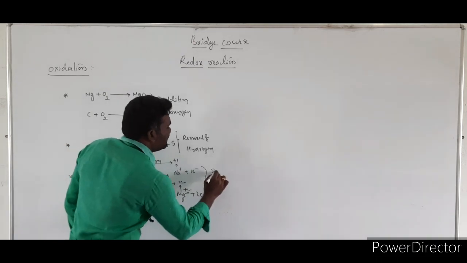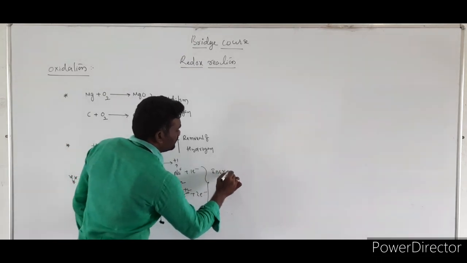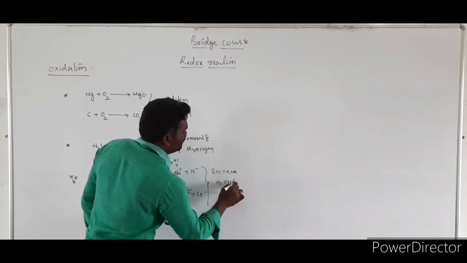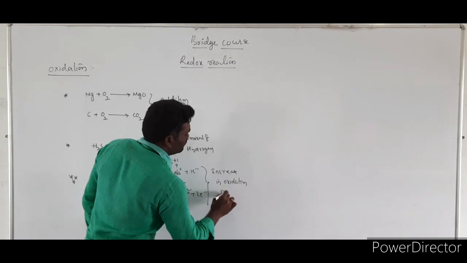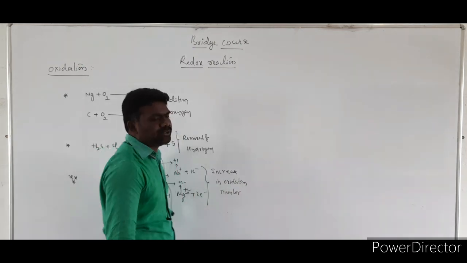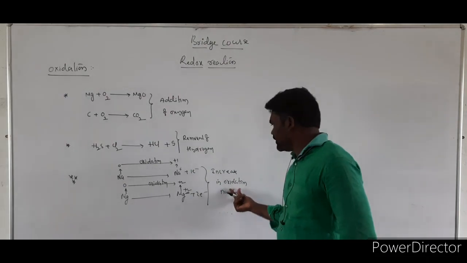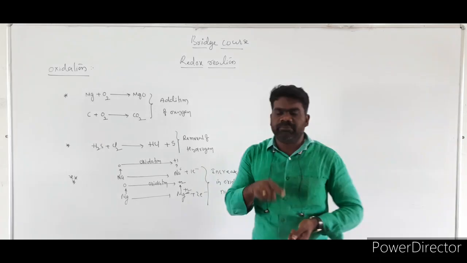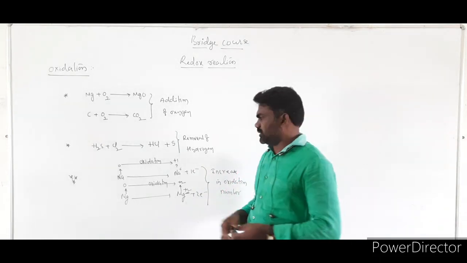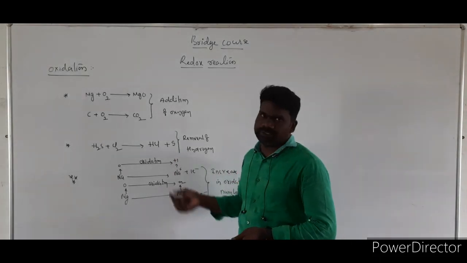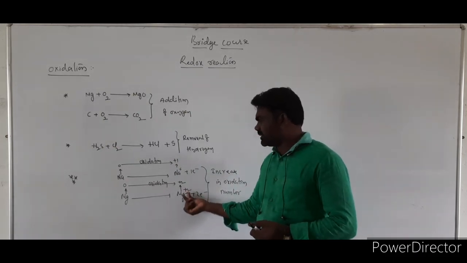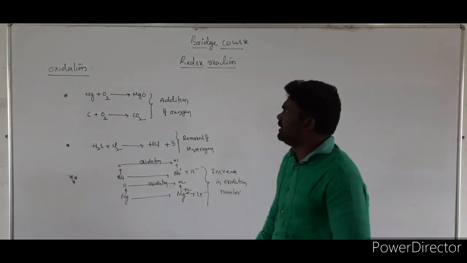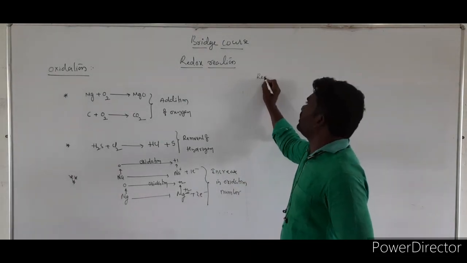Third definition: increase in oxidation number. Increase in oxidation number is called oxidation. I already said oxidation number is nothing but the apparent charge or actual charge present on the atom in a molecule. So the charge present on Na plus is plus 1, oxidation number is plus 1. Charge present on magnesium plus 2 is plus 2, so the oxidation number is plus 2. This is the case relating to oxidation. Then we have to understand the term reduction.